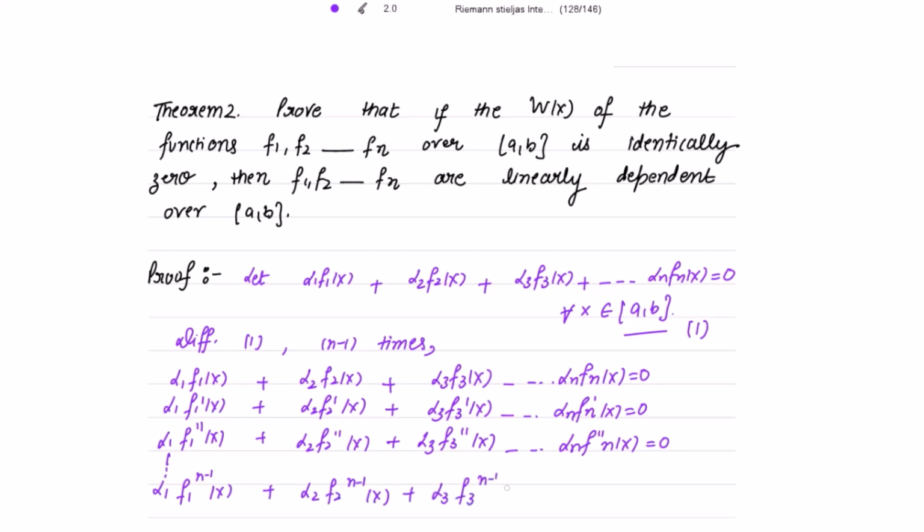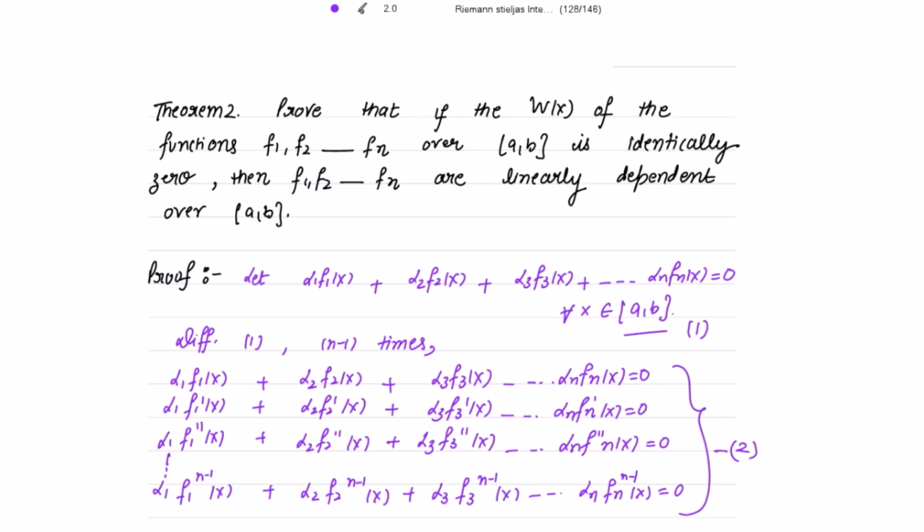Likewise, just differentiate these. Remember, if the number of functions is n, you have to differentiate up to n minus 1 times. If the number of functions is 3, you have to differentiate up to 2 times. If the number of functions is 4, then differentiate up to 3 times, just one less. So this is the system of homogeneous equations, marking it as 2.